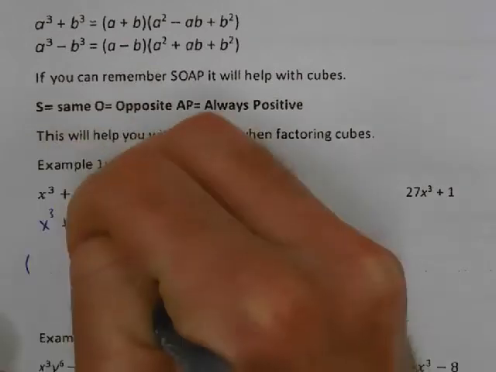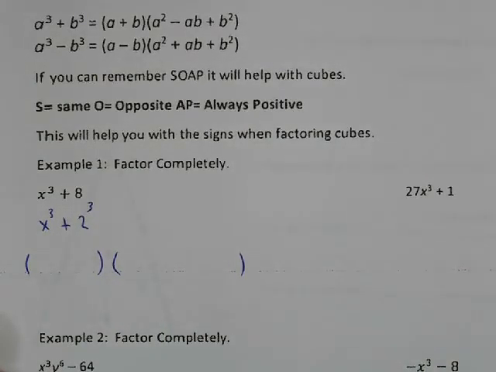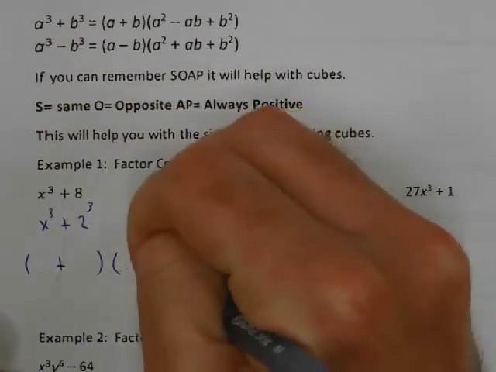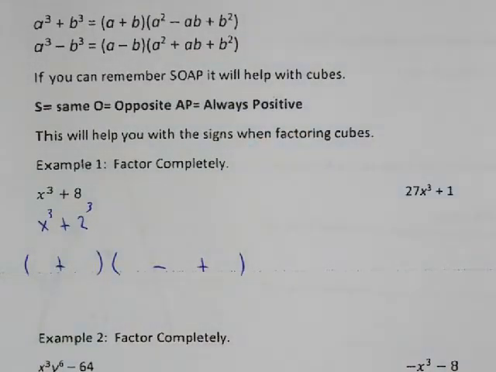Well, it's going to be a binomial times a trinomial. So draw your two blank sets of parentheses. The second one needs to be bigger because there's 3 parts in there. Okay, let's use SOAP to figure out our signs. So it's going to be the same as that first, so positive, then the opposite of that, and then always positive. So plus, minus, plus for this one.